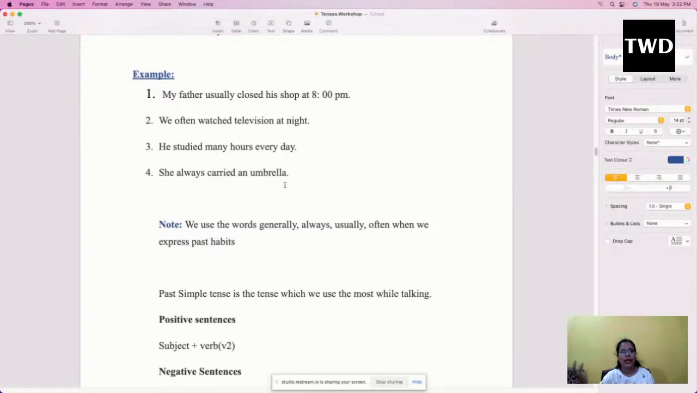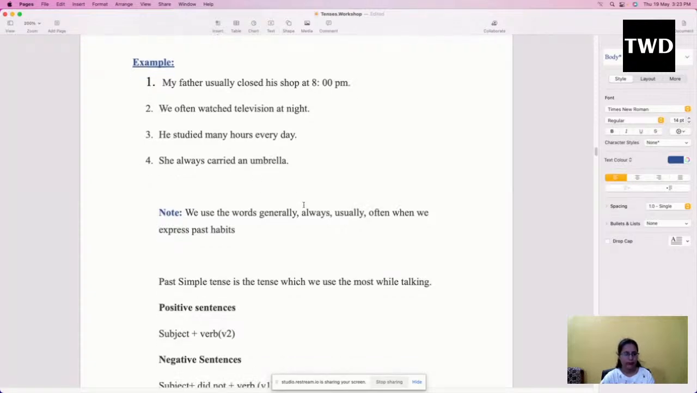Sometimes you talk about your childhood to somebody, maybe to your friend or to any kid. At that point of time, you frame sentences under simple past because you are talking about your past habits. And the moment you talk about your past habits, you have to use words like generally, always, usually, often. For example, when I was a child I usually used to play cricket. Generally I used to go to my uncle's home when I was a child. So like this you are talking about your past habits.